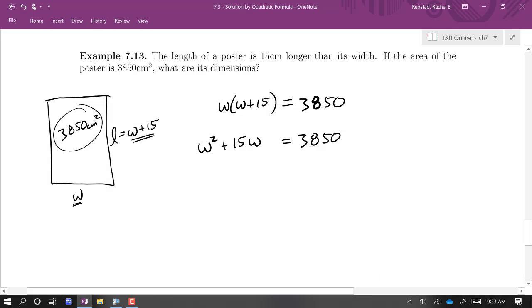All right, so I'm going to subtract 3,850 from both sides. We get W squared plus 15W minus 3,850 equals 0. This is now in that general form where we're ready to use the quadratic formula. A is equal to 1, B is equal to 15, C is equal to negative 3,850.